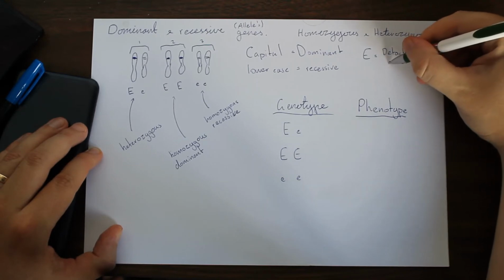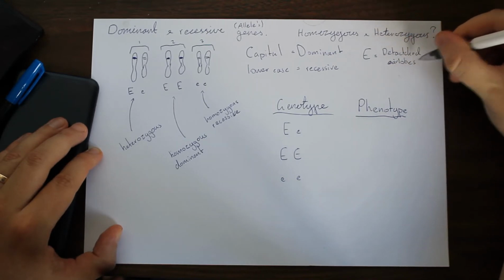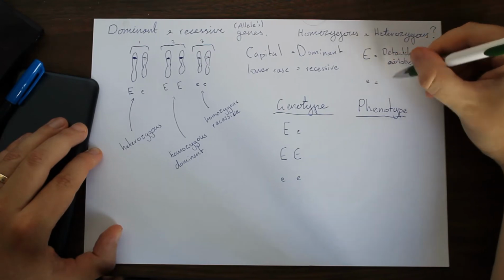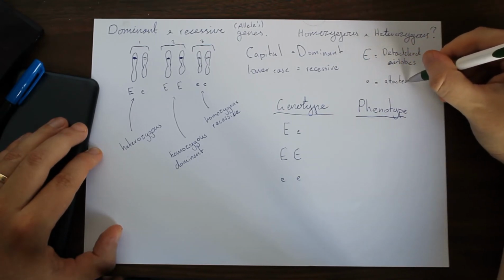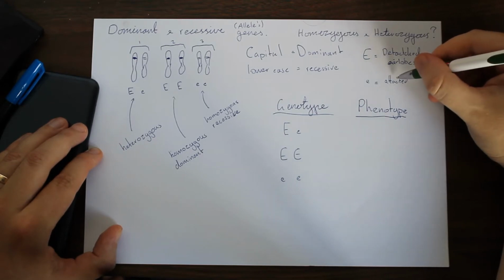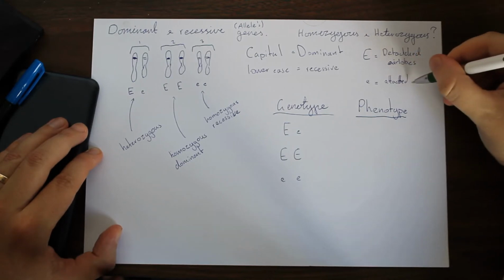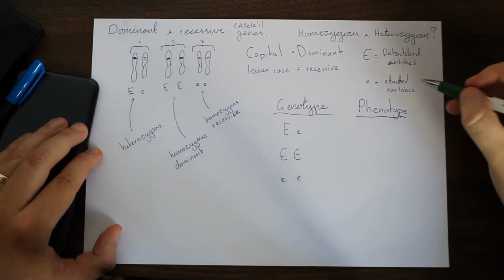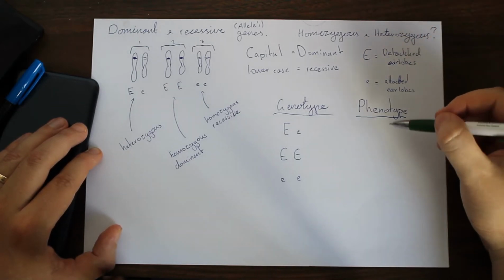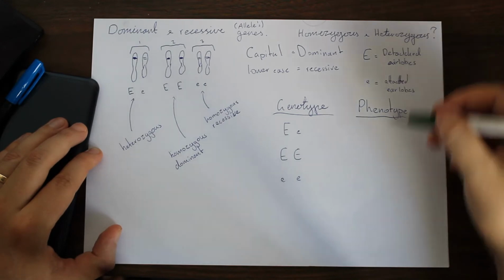Oh, that's a weird way of spelling ear. So Daisy, earlobes. And our little e, our recessive, which is attached earlobes. Oh, got attached here wrong. Got a little H in there. Attached earlobes. So we've got detached with big E, attached with little e.